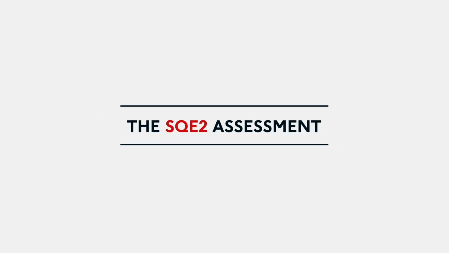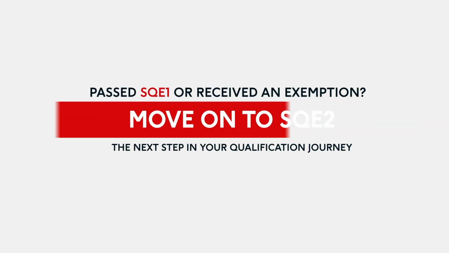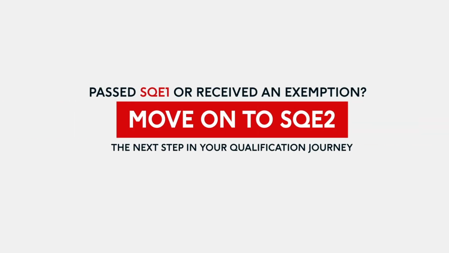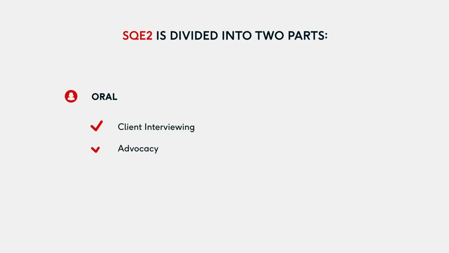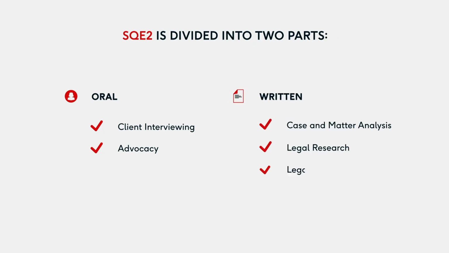The SQE2 assessment. If you've passed SQE1 or received an exemption, you're eligible to move on to SQE2, the next critical step in your qualification journey. SQE2 is divided into two parts. Oral. This part assesses client interviewing and advocacy. Written. This part assesses case and matter analysis, legal research, legal writing, and legal drafting.